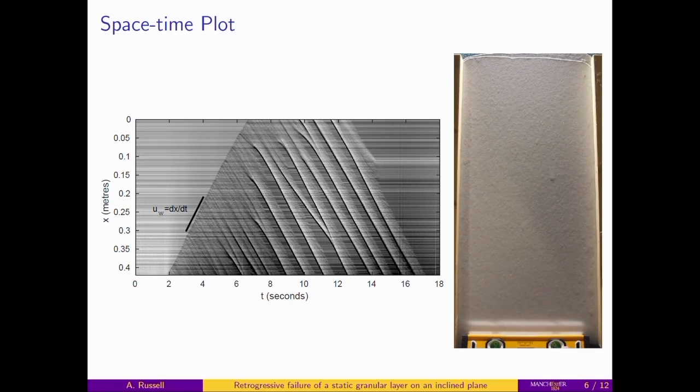They are erosion-deposition waves because of the regions of static material in between them, as you can visualize on this plot. This line here is the visible retrogressive eroding wave propagating upslope, and you can see it's a line of constant gradient, which suggests we can look for traveling wave solutions. We can also take the gradient of this line to find the velocity of this wave propagating upslope.